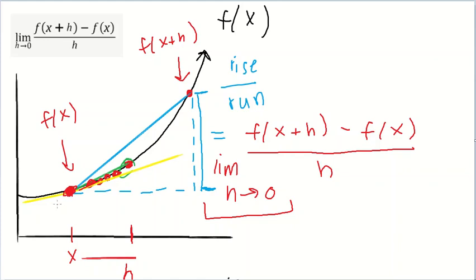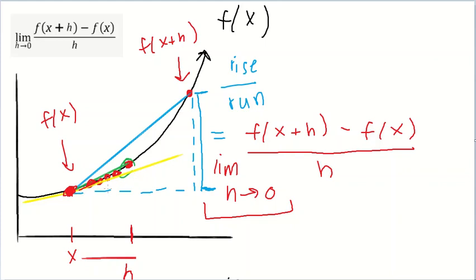Now, this is a really common mistake, so I want to make this really clear. This yellow line, my tangent line, only has the same slope as my black function at the point they touch. As soon as they're not touching anymore, they do not necessarily have the same slope.